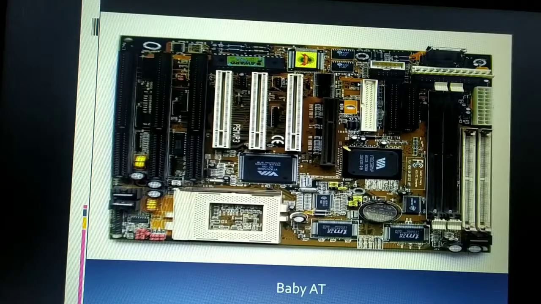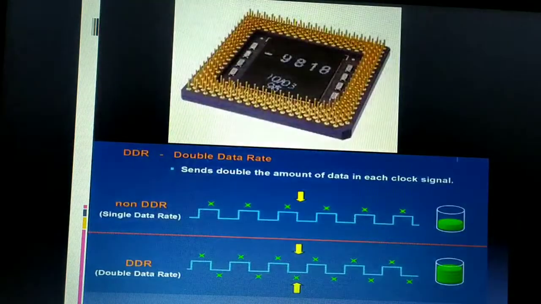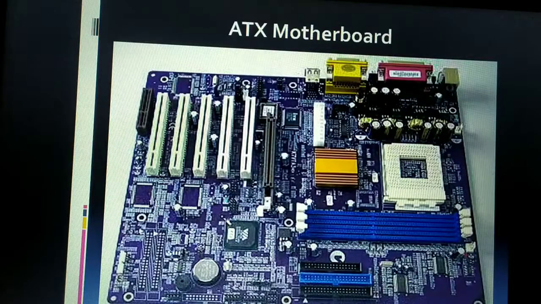Moving on to the next and last one, that is the ATX motherboard. ATX actually stands for Advanced Technology Extended. Almost all the latest motherboards we use in our computer systems, laptops or desktops, are ATX motherboards, designed to the ATX form factor. This ATX motherboard uses the MPGA processor socket. MPGA stands for Micro Pin Grid Array socket. Previously, it was just a pin grid array socket.